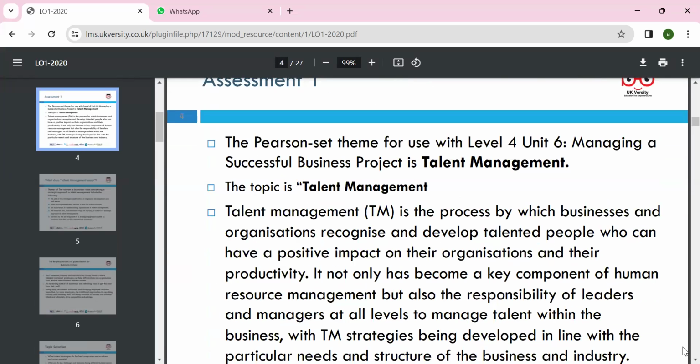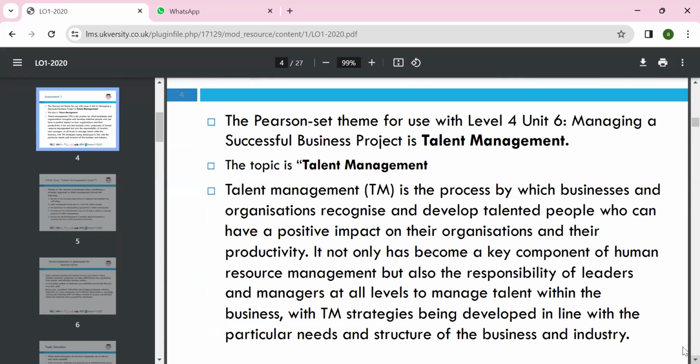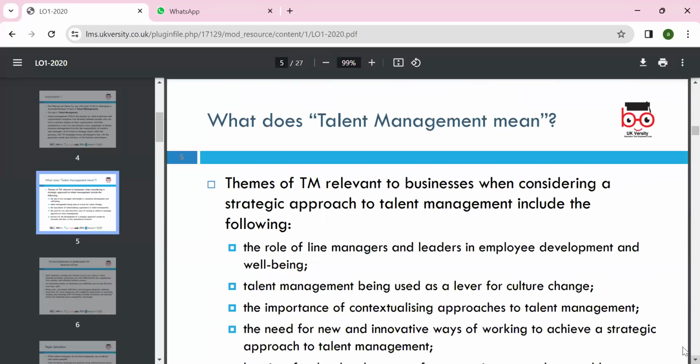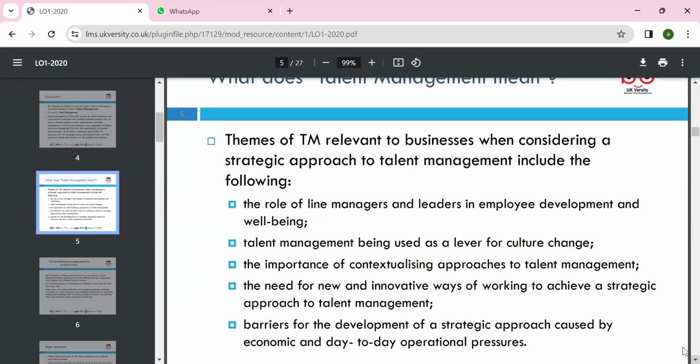So that's what we can look around, talent management. Next, what is talent management? The theme of talent management is relevant to business when considering the strategic approach to talent management, including the role of line managers and leaders in employee development and well-being, talent management being used as a lever of culture change, and the importance of contextualizing the approach to talent management.